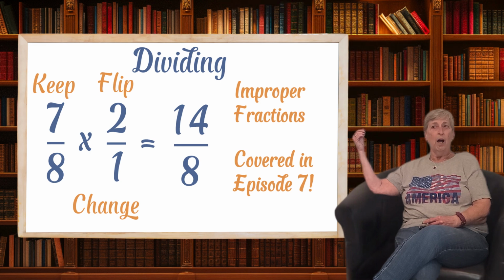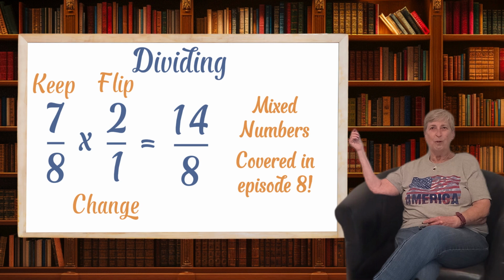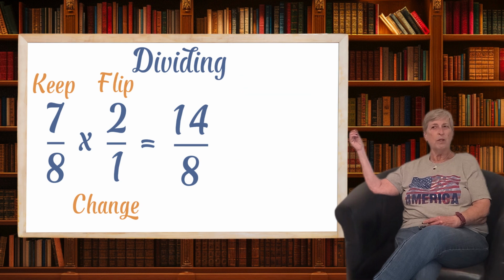When the number on top, or the numerator, is larger than the bottom, then you actually have more than one entire whole unit. So we will talk about how to reduce those and how to change them into what's called mixed numbers, which again, we will cover in a later video in this series. But for right now, we're going to stick with 14/8.